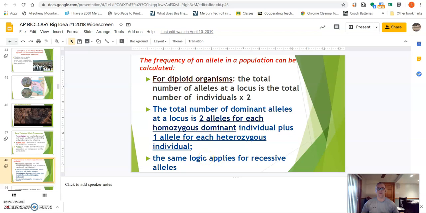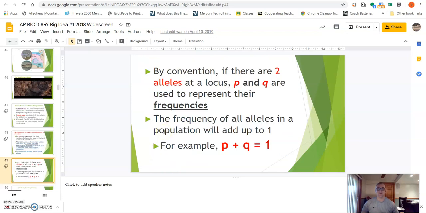And then we can apply that same logic for the recessive. So if I said I had 100 homozygous recessive, you would actually have 200 recessive alleles plus the 50 that were heterozygous. Okay, so this is going to get us into the Hardy-Weinberg component of it.